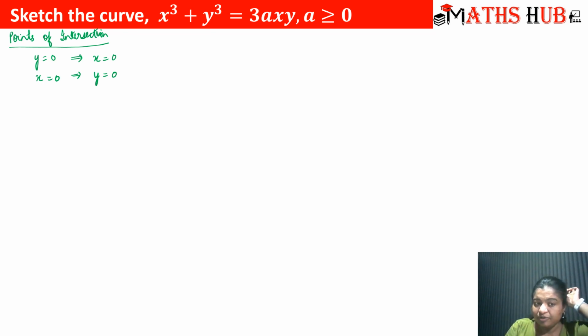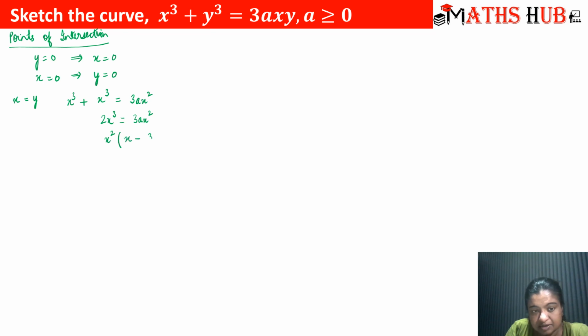So the curve was symmetric about the y equal to x line. So we can see whether there is any point of intersection on this line x equal to y. So let us substitute: x cube plus x cube is equal to 3a x square. So 2x cube is equal to 3a x square. So we can take x square common, and we will be left with x minus 3a by 2 is equal to 0. So x is equal to 0 and x is equal to 3a by 2. So another point of intersection that we will get is 3a by 2 comma 3a by 2.